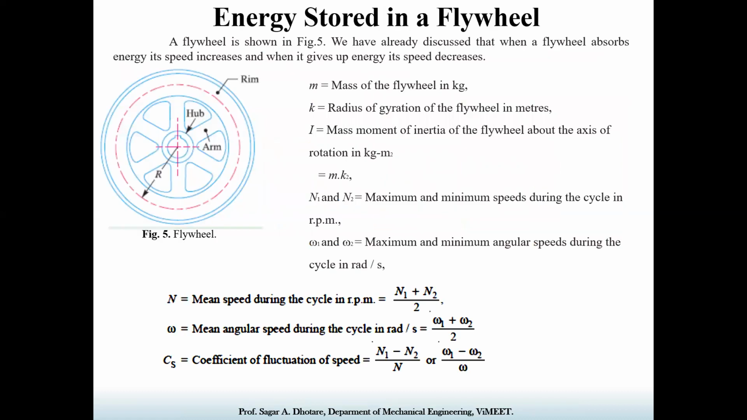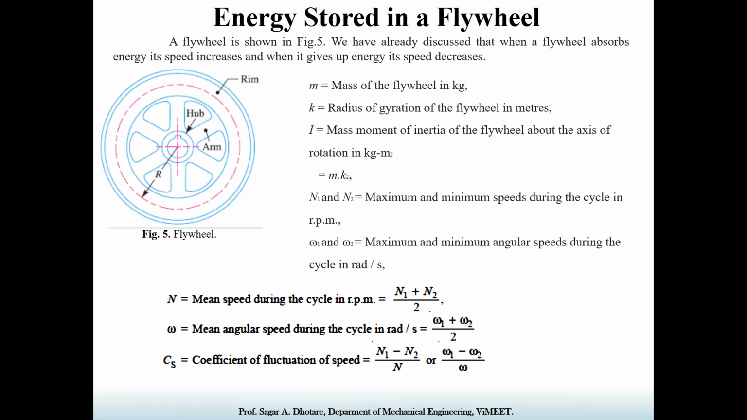Okay, now how can energy be stored in the flywheel? We need to identify this. You can look at figure number 5, the basic arrangement of the flywheel. The rim is there, hub, and arms, and it is mounted on the shaft. So small m is the mass of the flywheel in kilogram.